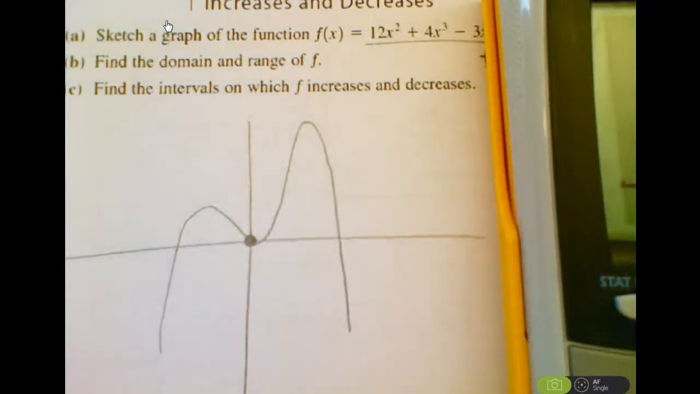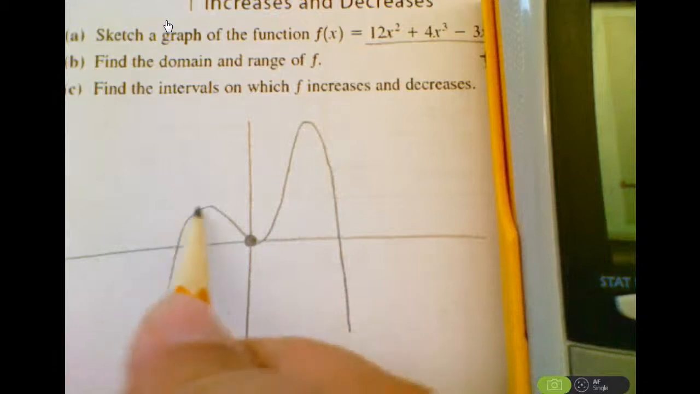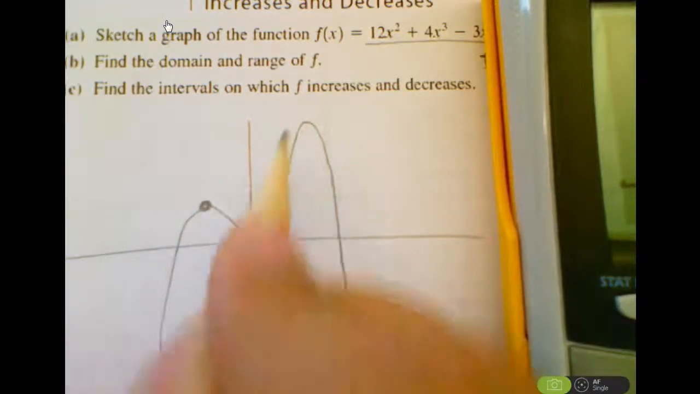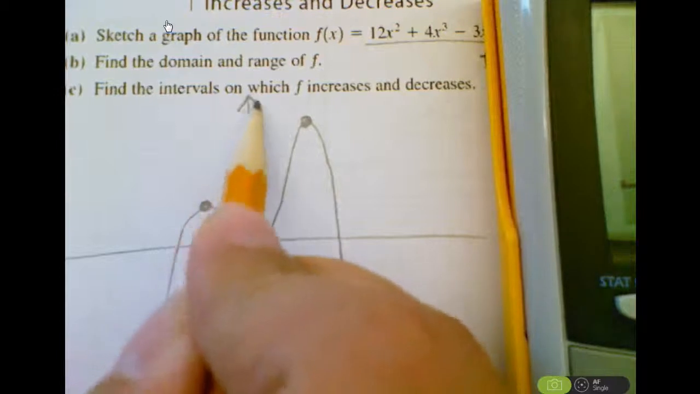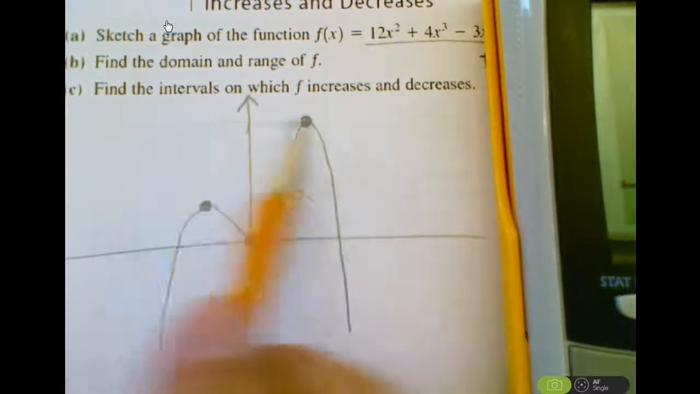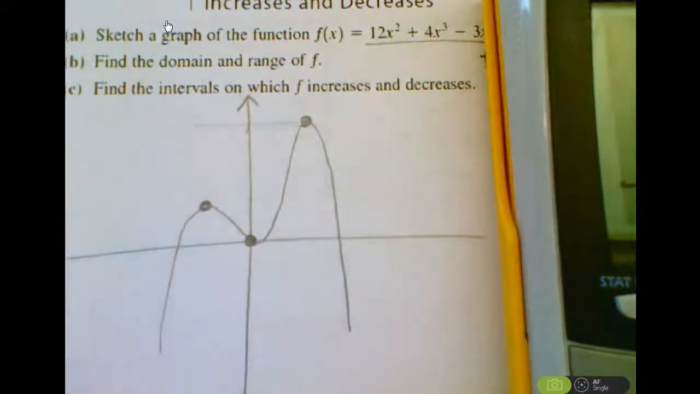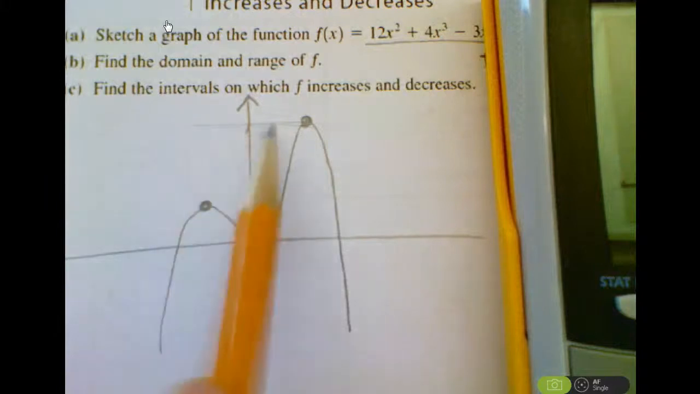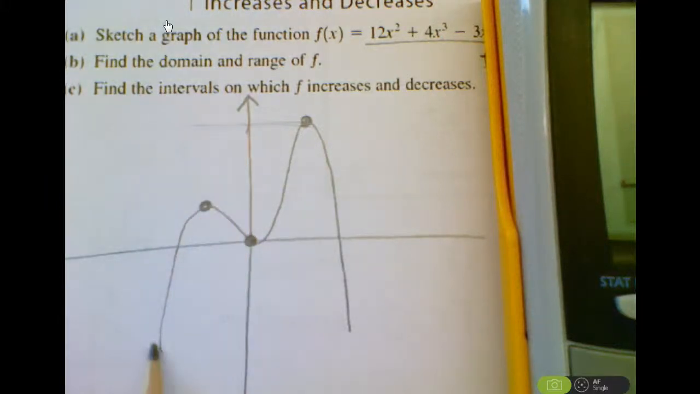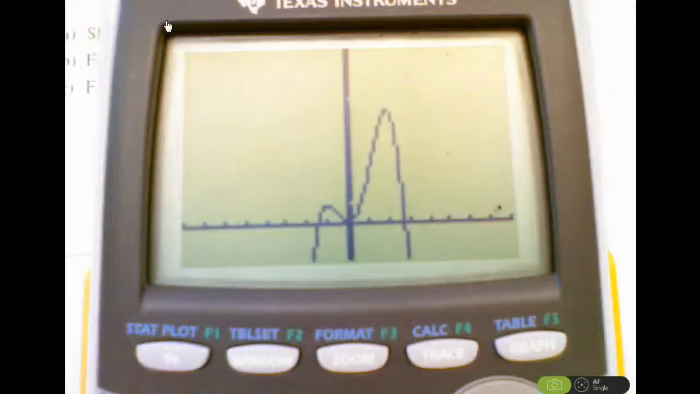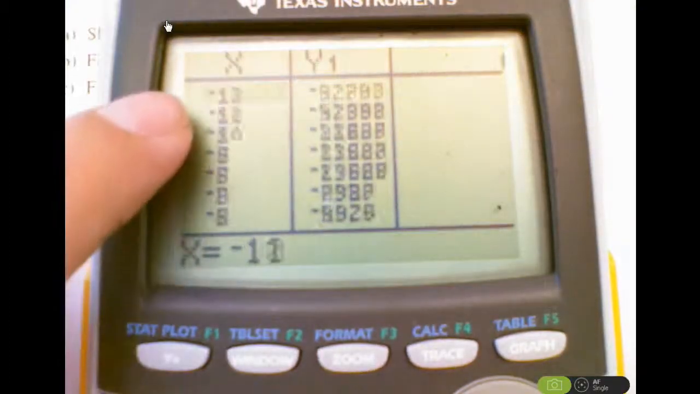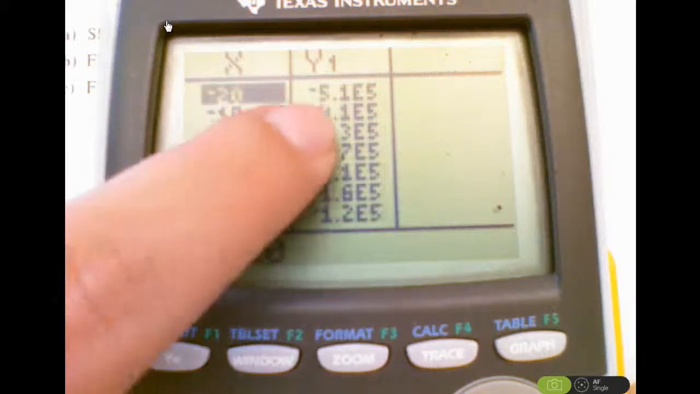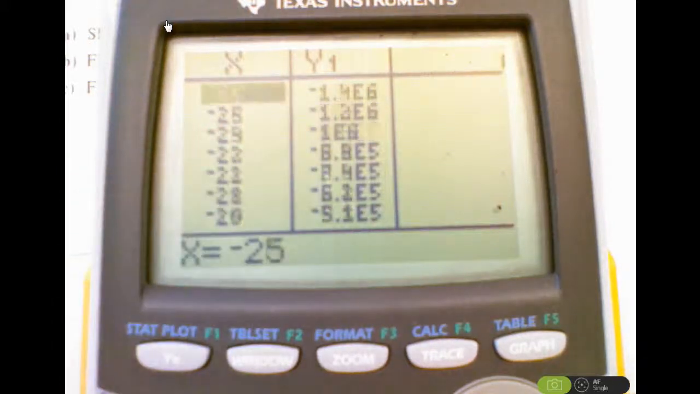Now the key thing here is to find the actual coordinates of these points, because if I'm talking about the range, then I want to know what is the lowest y and the highest y that I'm using. As you can see, this function continues down, because if I go to my table and then I'm looking at all the x's that are very negative, the y's are going to become even more negative.